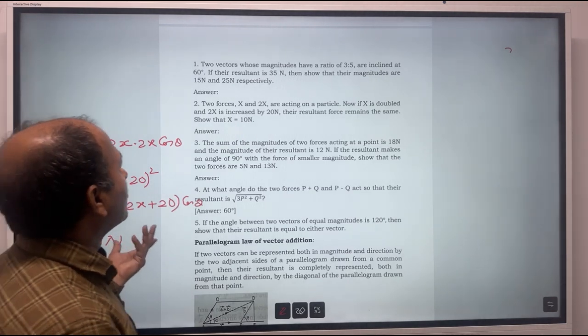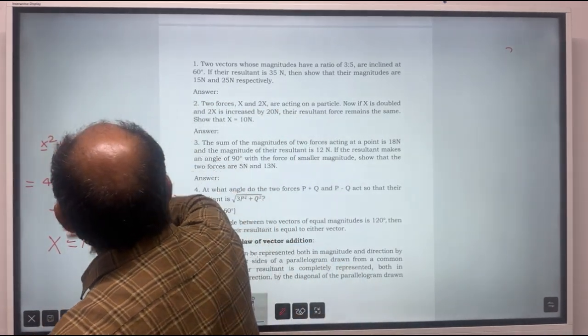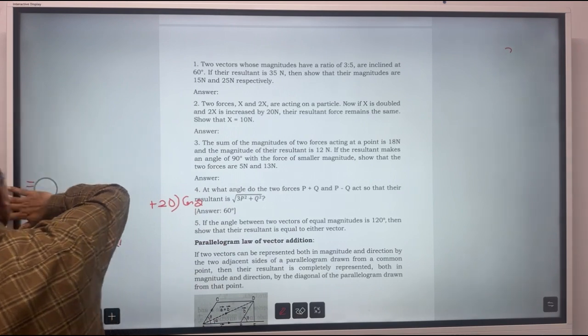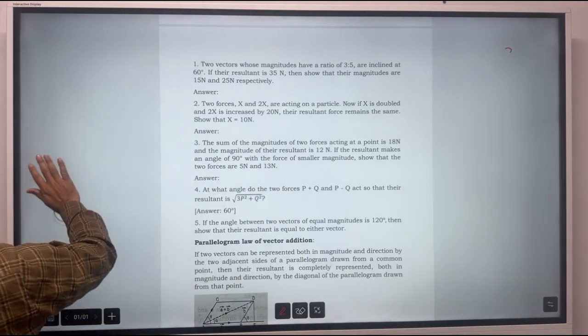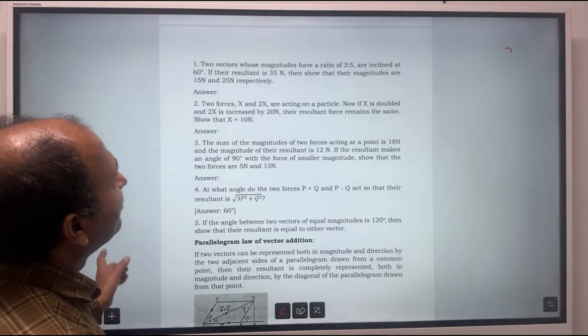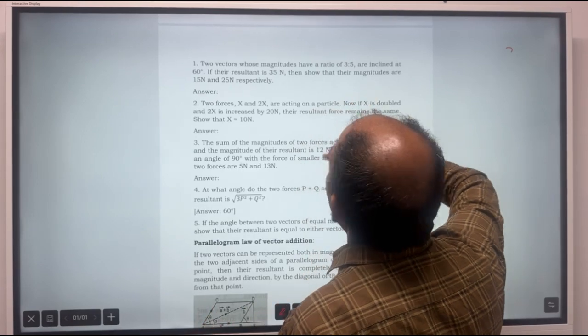This is your work, you can do it. If there is any problem, we will discuss. This question can be solved by another method also, but you will try first by this method. I will tell you later on.